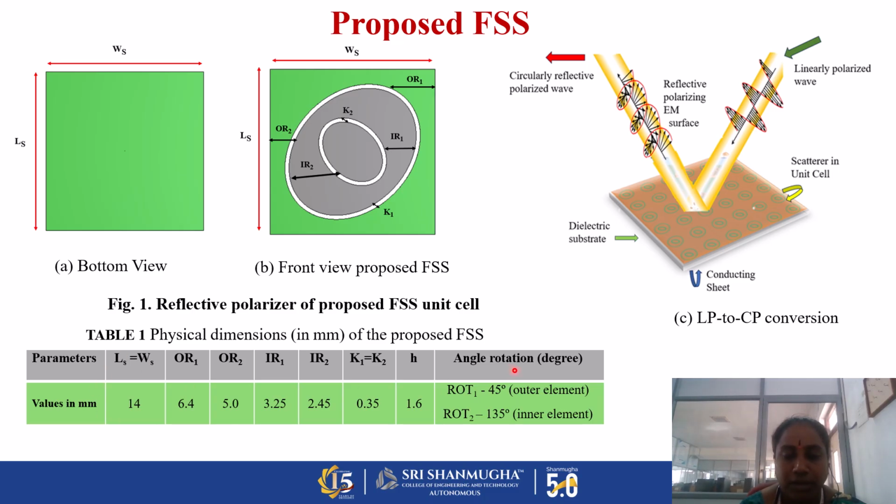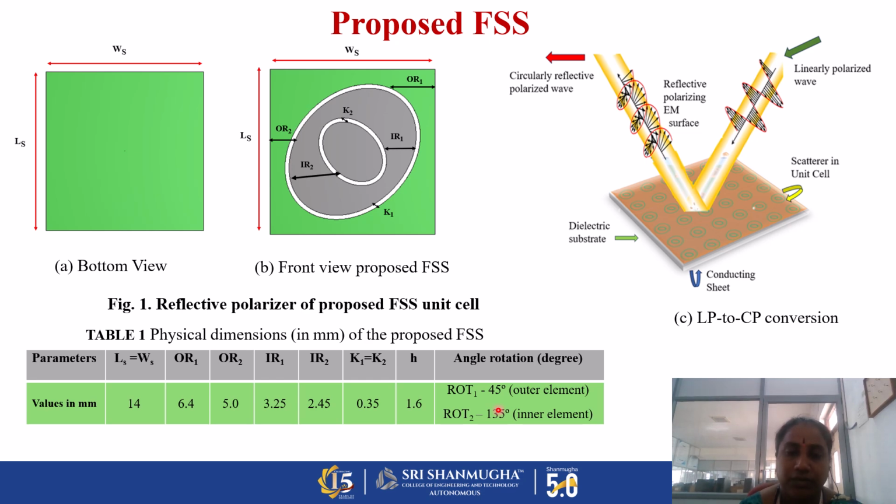Here I rotated the inner element to 135-degree and the outer element to 45-degree. So we need to fix the angle in the design of the FSS element. During the design of the FSS element, we need to fix the rotation angle in the CST tool itself. Once we fix the angle, we need to check the results in the surface current distribution and the dual band FSS polarization.